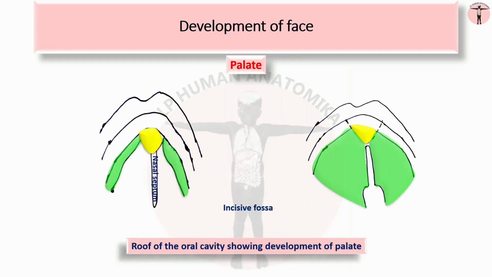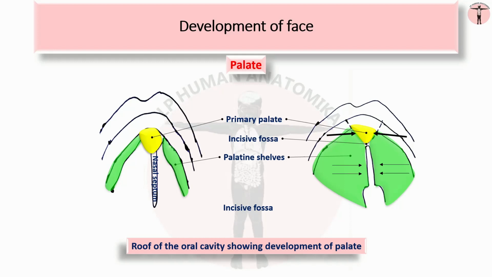In these diagrams showing the roof of the oral cavity, you can observe how the palatine shelves are growing and extending medially. Anteriorly, the shelves fuse with the triangular primary palate, and the point of fusion in the midline between the primary and secondary palates forms the incisive fossa. At the same time as the palatine shelves fuse, the nasal septum grows down and joins with the cephalic aspect of the newly formed palate.